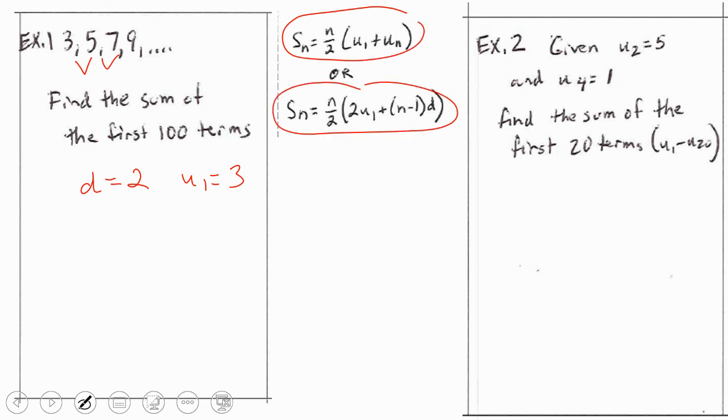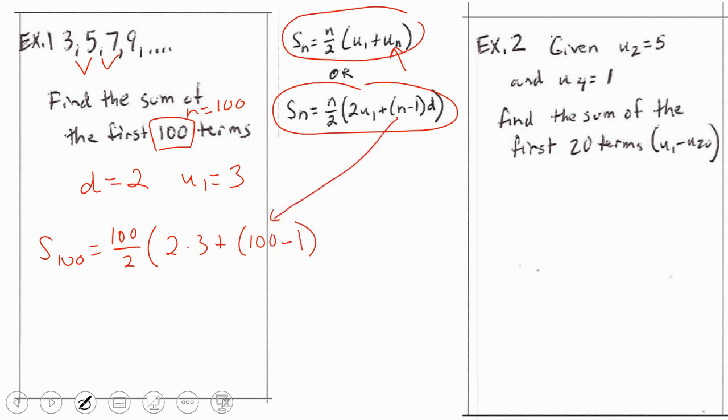The second formula is just the first formula with the formula for u sub n substituted in. So if I want to find the first 100 terms, that means n is 100. So the sum of the first 100 terms is 100 divided by 2 times 2 times the first term plus 100 minus 1, because the n is 100, times the common difference, which is 2. And that would give me the sum.